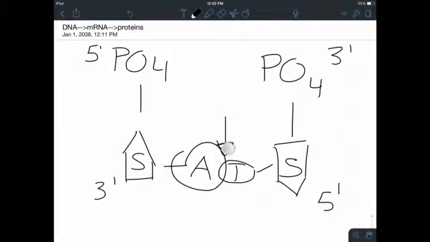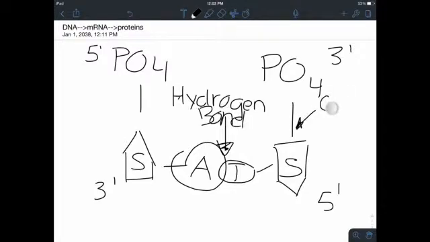DNA is made up of phosphates, sugars, and bases. The bonds between two bases are called hydrogen bonds. The bonds between sugars and phosphates, and sugars and bases, are called covalent bonds.